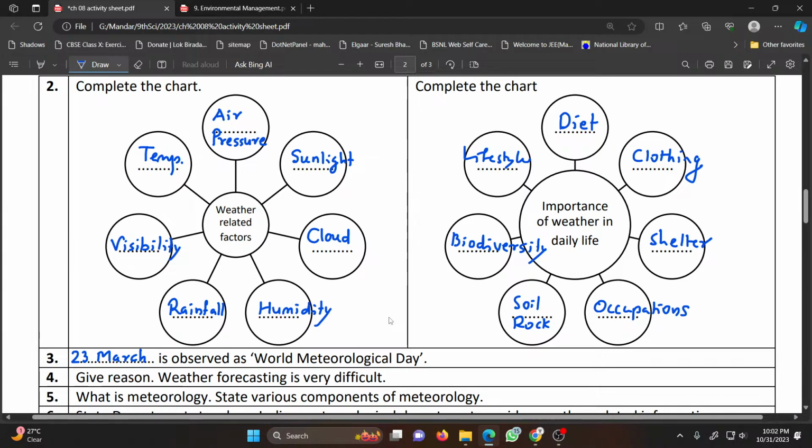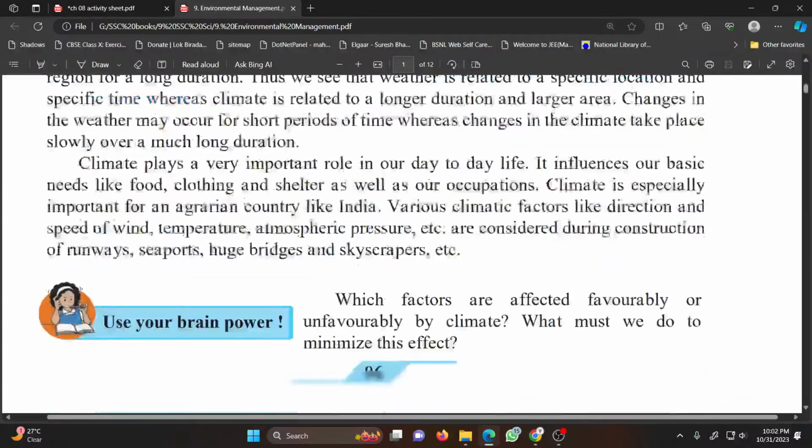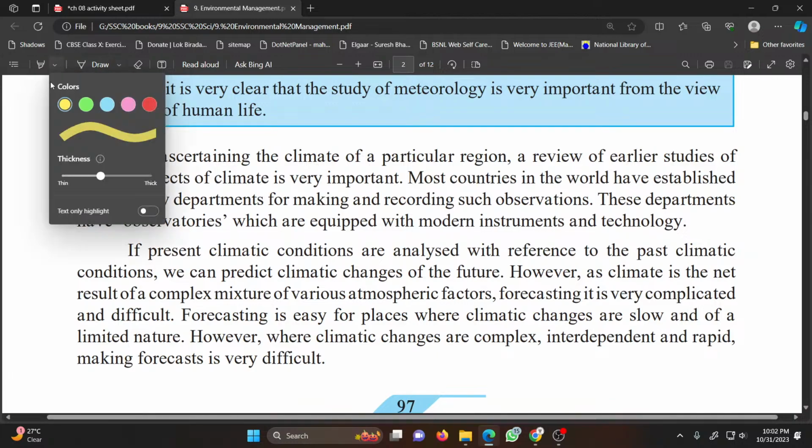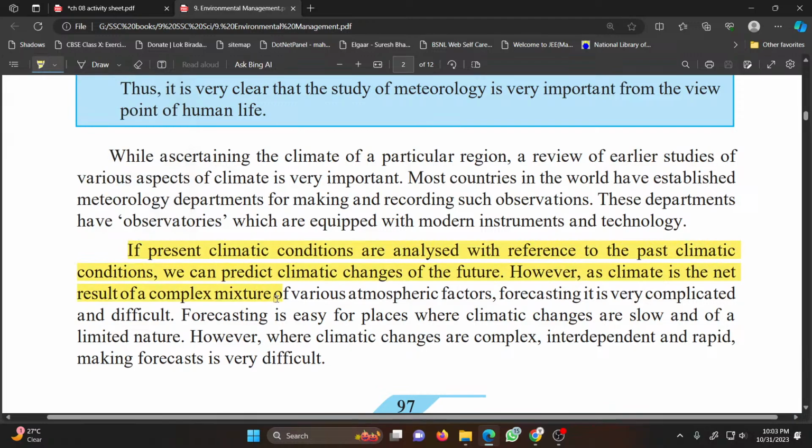Weather forecasting is difficult. Give reason. Because the weather depends on many things. If the present climatic conditions are analyzed with respect to past climatic conditions, we can predict climatic changes. However, climate is a net result of a mixture of various atmospheric factors. Forecasting is very complicated and difficult.